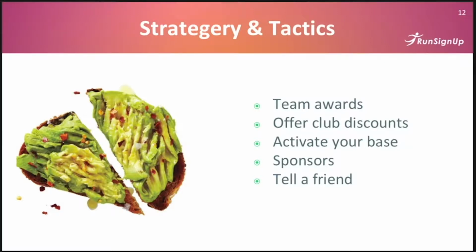Activating your base. You probably already have a list of email addresses from donors from the last 12 to 24 months, or a list of participants that have previously done 5Ks, 10Ks, or if you're a longer event, people that might have done half marathons and marathons. Activating your base means getting those people into your race and getting them to encourage their friends and family. That's a very key thing. And we have a lot of options that you can use in RunSignUp to do that.